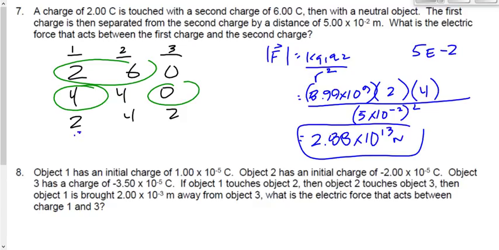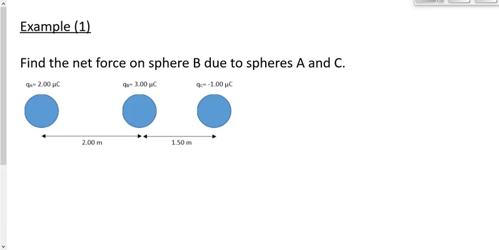All right, I want to take a look at one example question. That's what we're going to wrap it up with here today. It's the first one, example number 1 on the handout that I gave you a few minutes ago. It says find the net force on sphere B due to spheres A and C. So we got 3 charges. We want to find an electric force.